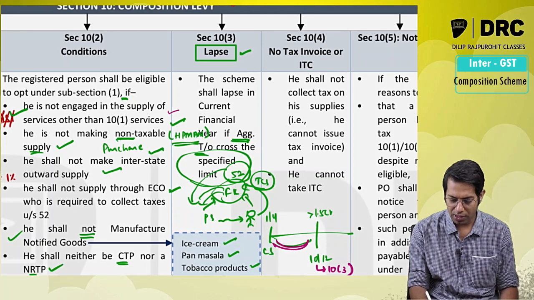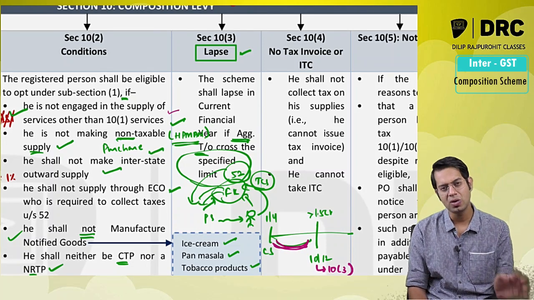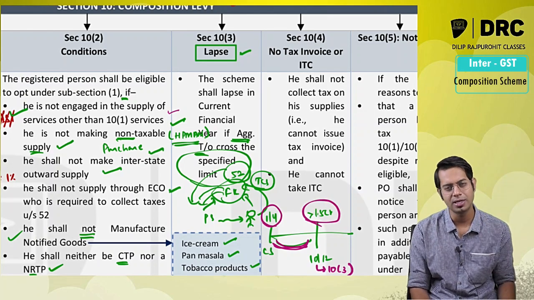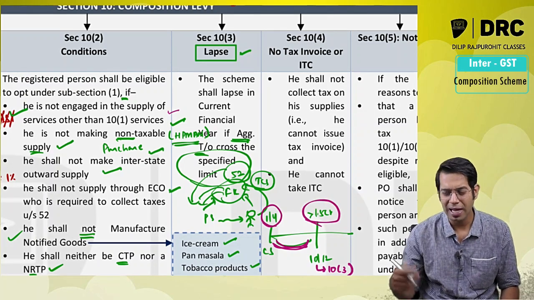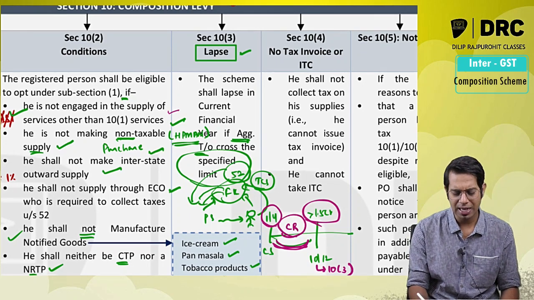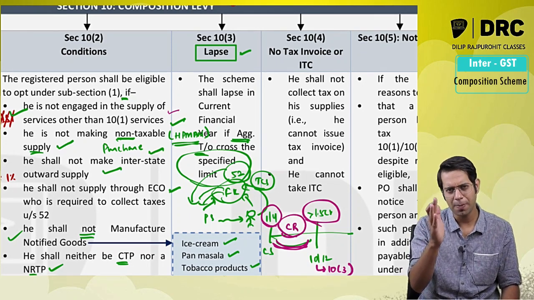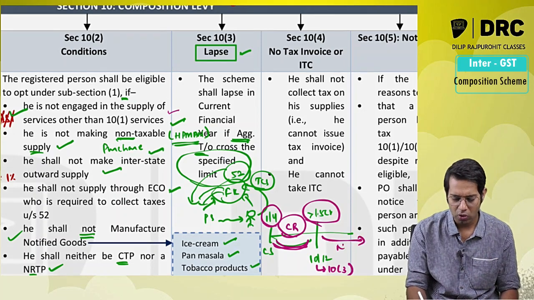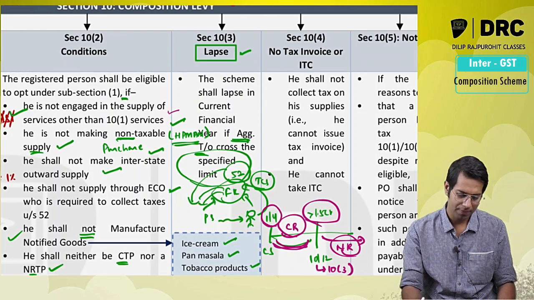So what about the supplies which are made by me during the period from the date I took registration as a composition dealer till the date it lapsed? Should I pay tax at normal rates for this supply or should I pay the tax at composite rates? So they say till it is lapsed, whatever supplies are made by you will be taxable at composite rates, and after that whatever supply you are going to make will be taxable at normal rates.